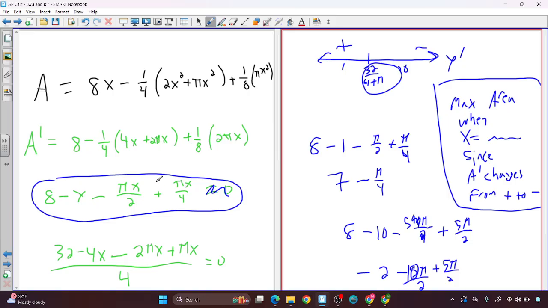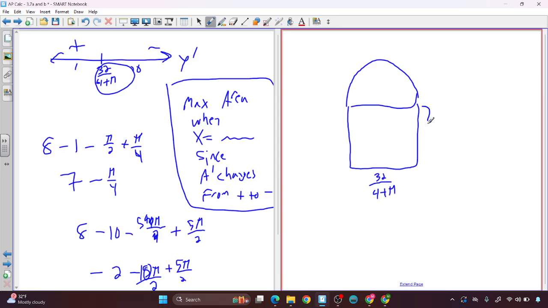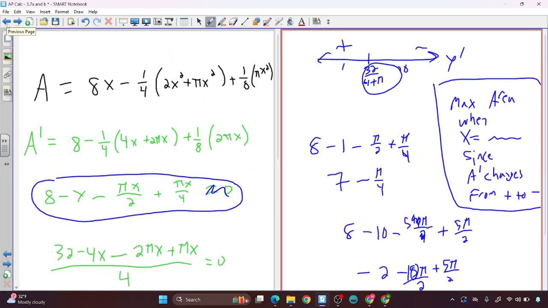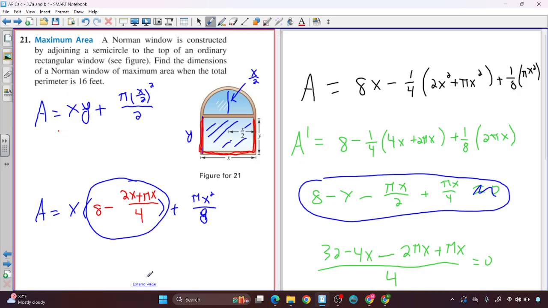All right, good news, bad news. Mostly good news, though. This is right, but it did say to find the dimensions of the window, basically. So we see that we have this, and then we had this. And so we know that this is going to be 32 over 4 plus pi. That was good. And then we need to find this dimension. I think they just wanted x and y. That's what they put in the answer key. So if that's x, we then need to just find y. So we would go back and use, I suppose, this to get y.